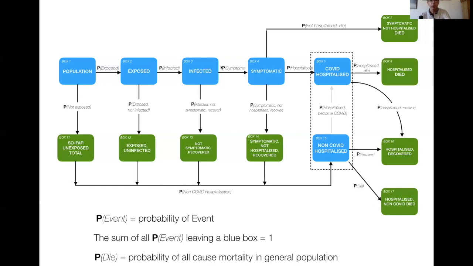Let me go back to the flowchart and what's interesting about the flowchart. And I've moved my cursor to box 3, just as an example. If I know how many people are in box 3, and I know how many people are in box 4, I've got an estimate of this ratio P symptom. So for example, if 100 people became infected and 50 of those became symptomatic, I know that the probability of becoming symptomatic is a half, because I started with 100 in box 3, 50 ended up in box 4, therefore my ratio between the two boxes is 0.5.